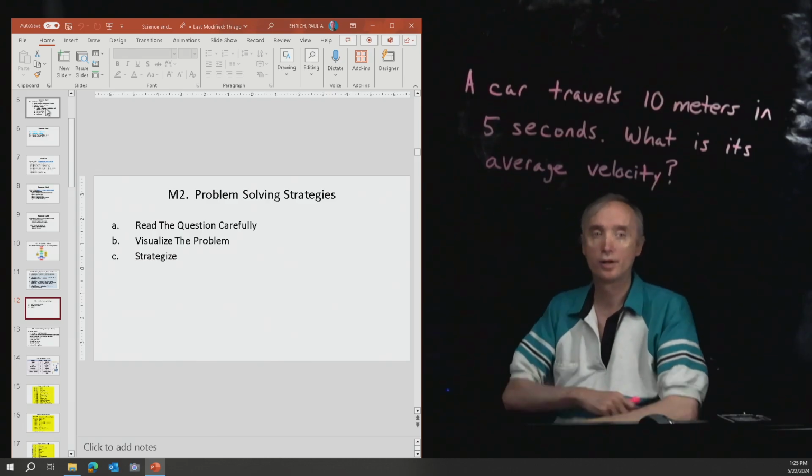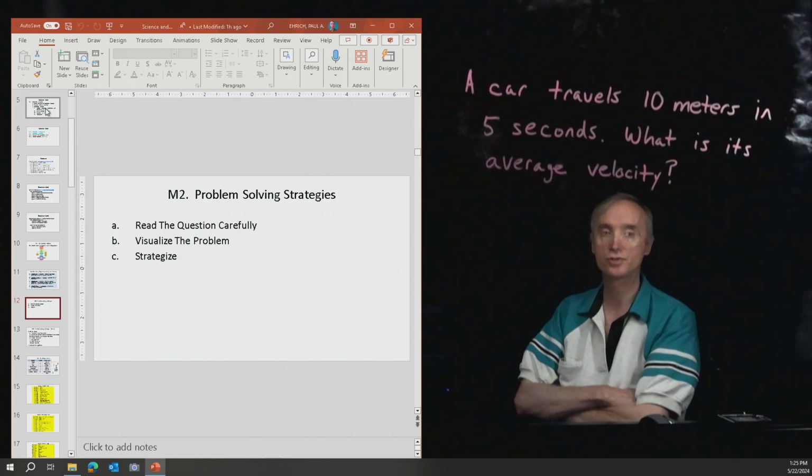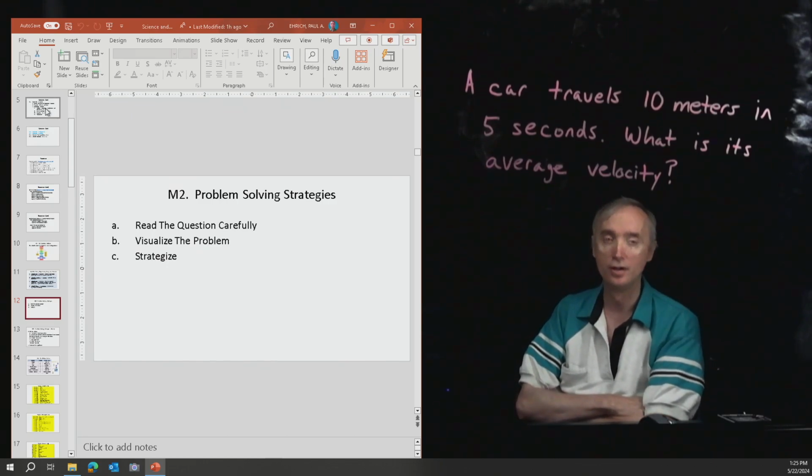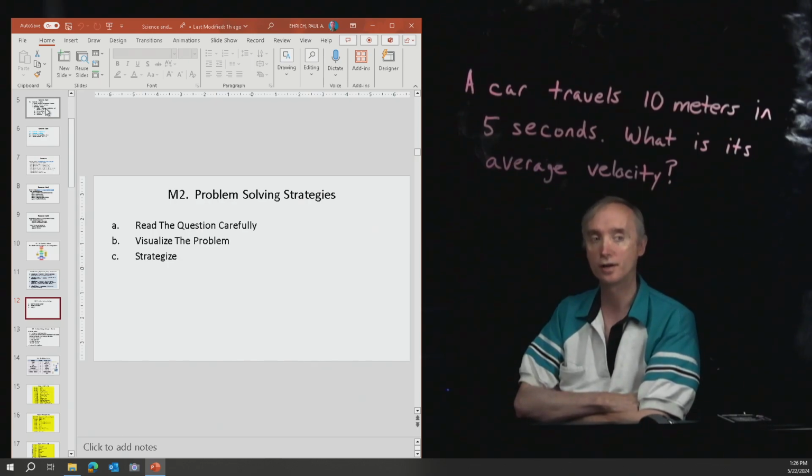Okay, I'm back, and now we're ready for another science topic, and this one is how to solve problems, how to solve word problems. And so here's a general strategy. Now, you don't have to use all of these parts of this strategy whenever you're solving a word problem, but keep them in mind. So the first one is to read the question carefully.